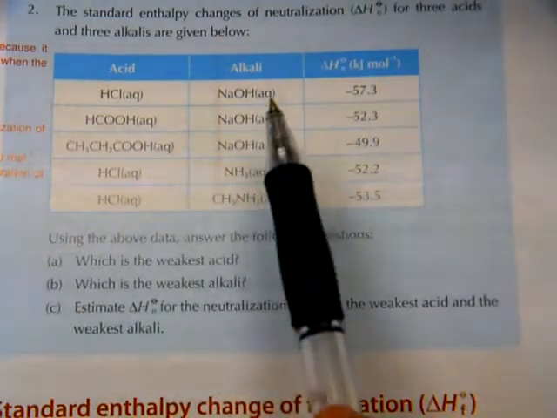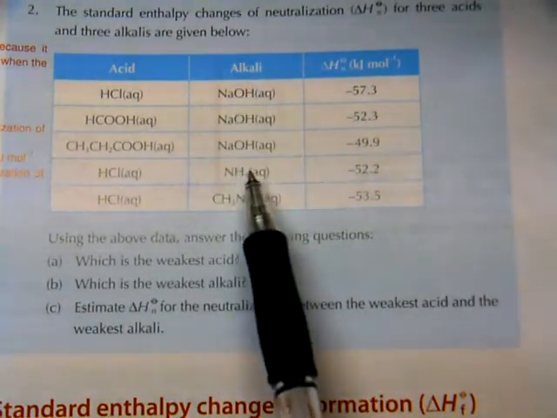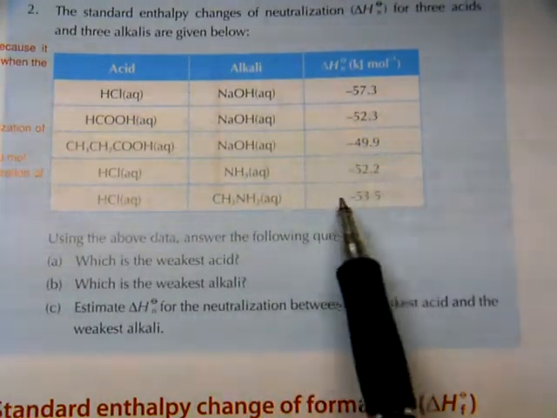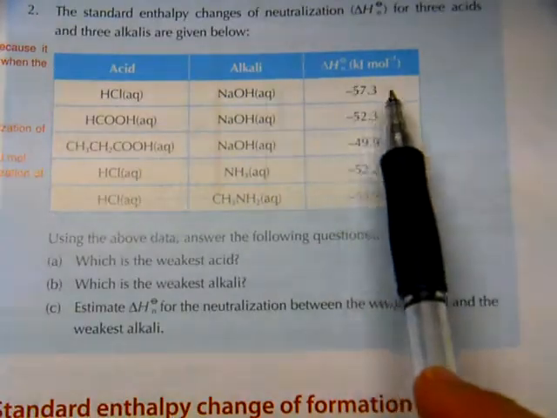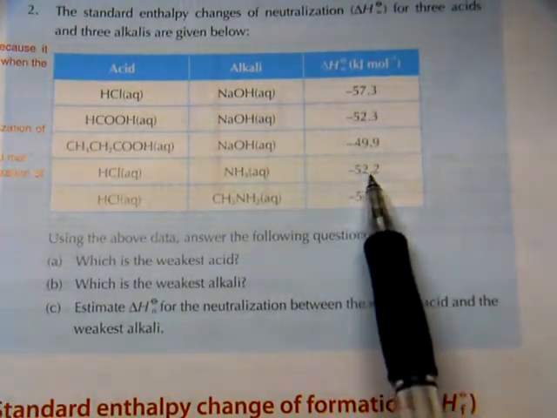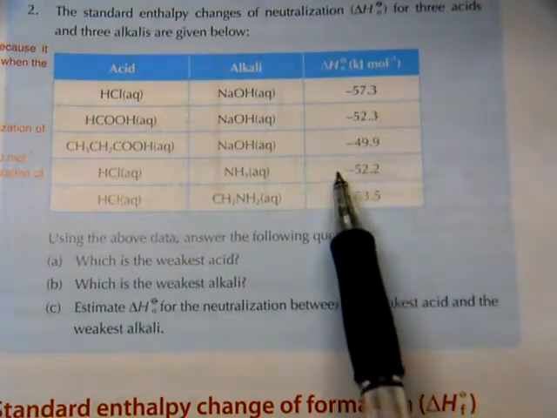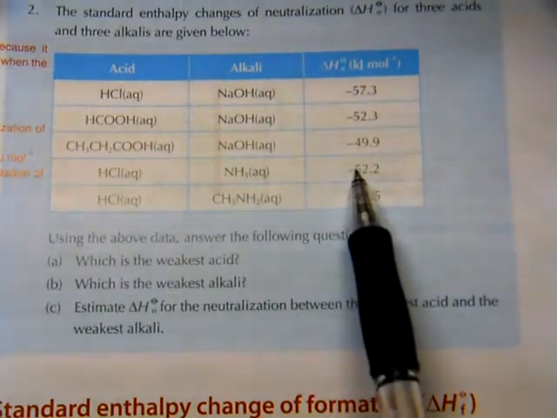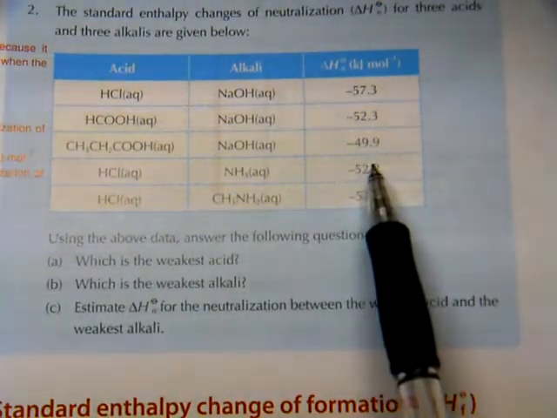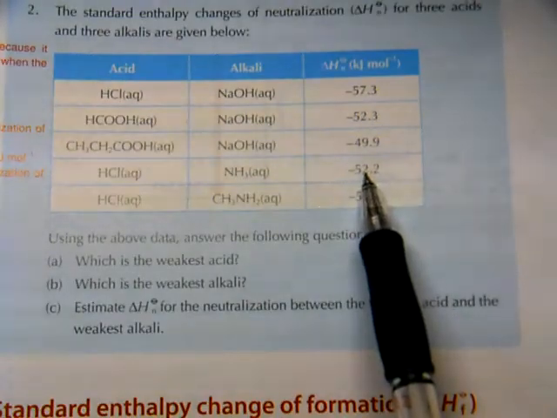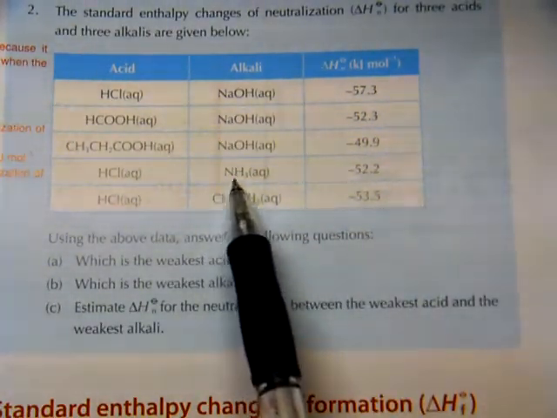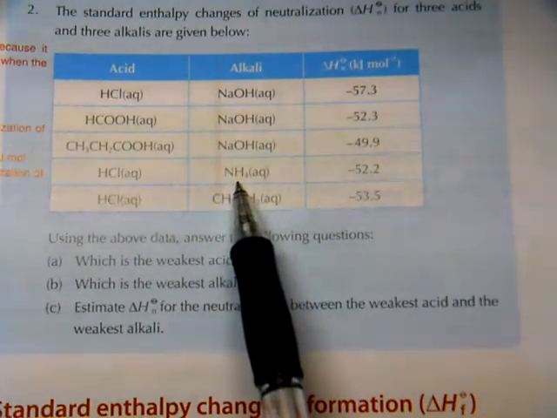Similarly, for base, we have NaOH, we have ammonia, and we have this one. Which one has the smallest magnitude? This one, 52.2, because the magnitude of the standard enthalpy change of neutralization is the smallest. Therefore, ammonia is the weakest alkali. Do you understand?